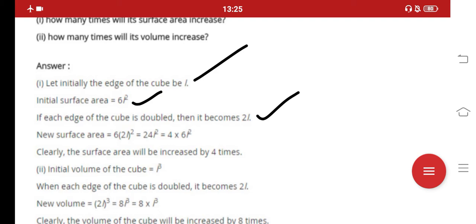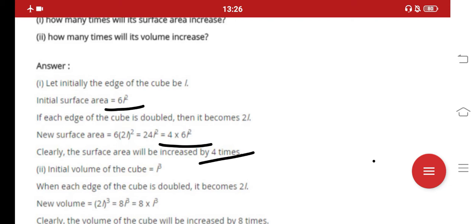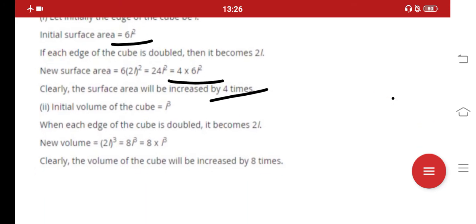So for that case, the new surface area is 6 into the side of the edge squared. So that is 6 into 2L square, that is 4 into 6L square. Means once the edge is L, this is our surface area. Once the edge is doubled, this is our surface area. Clearly the surface area will increase how many times? 4 times, once we double the edge.